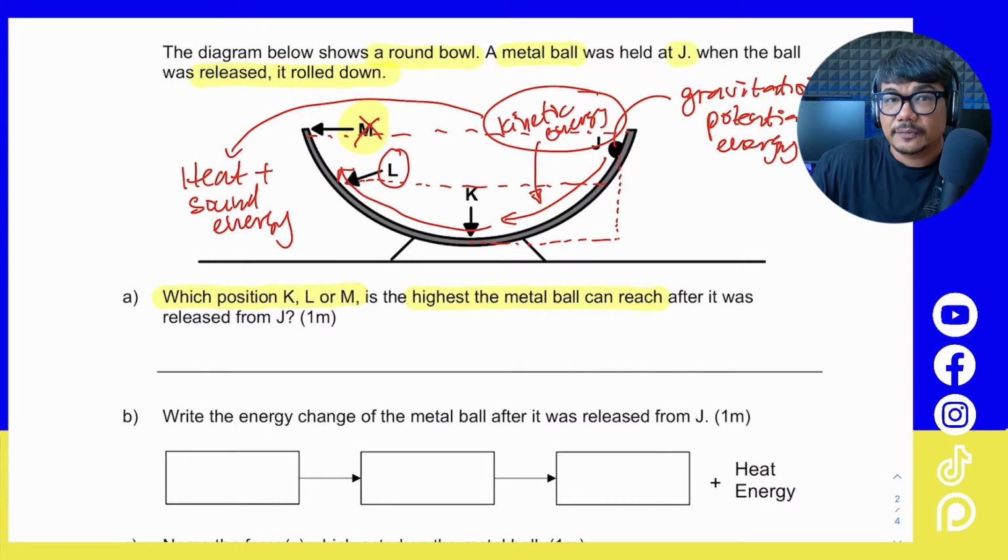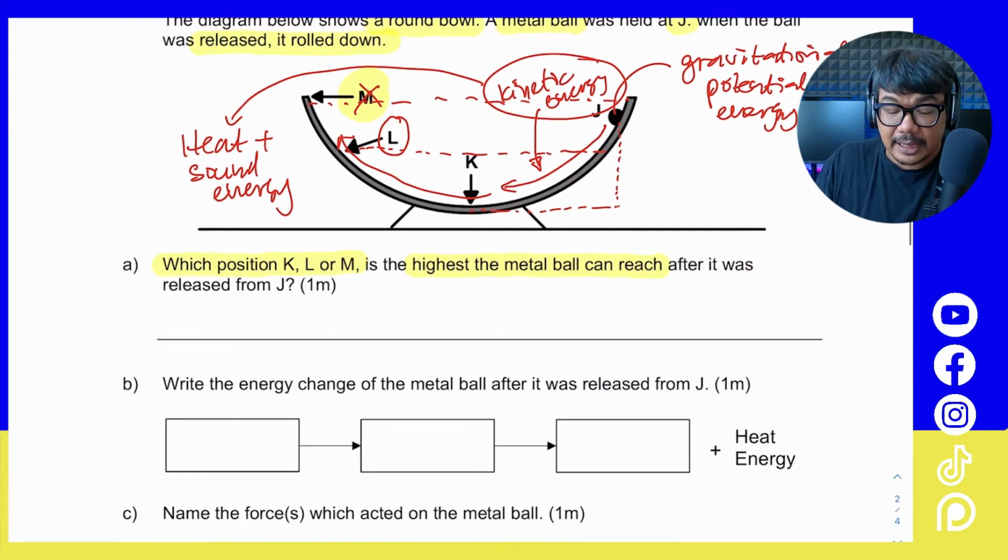Okay, and because of that, kinetic energy is unable to push it all the way back to the same height as position J. So because of that, I know that my answer here would be L. Done. Very easy, 1 mark. Okay, all right, let's take a look at the second question.